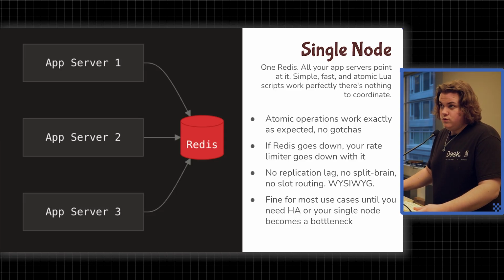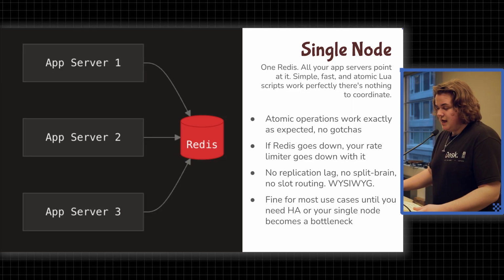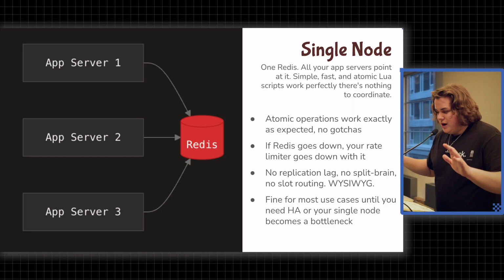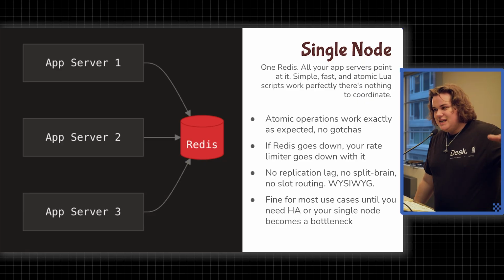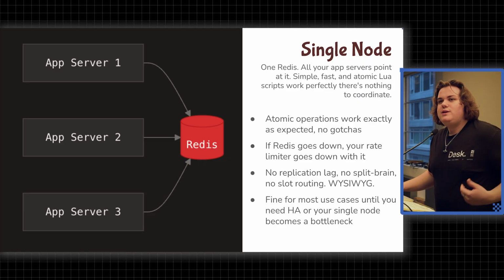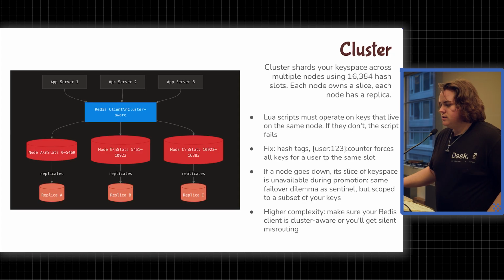And what you'll do when Redis goes down is something that we'll have to discuss later. But there's no replication lag, there's no split brain, there's no slot routing. What you see is what you get. And it's fine for most use cases until you need high availability. So what are your other options?